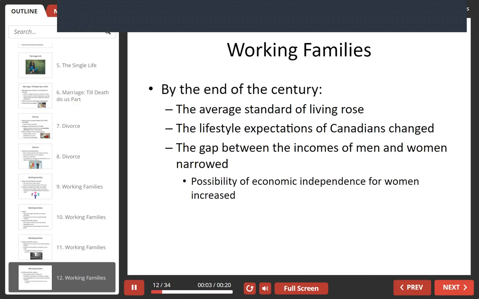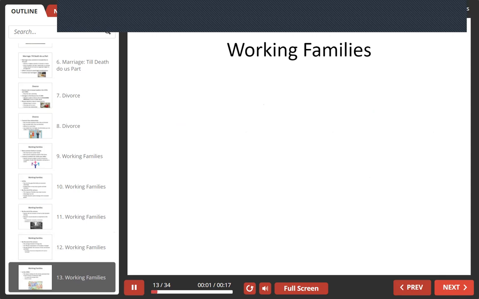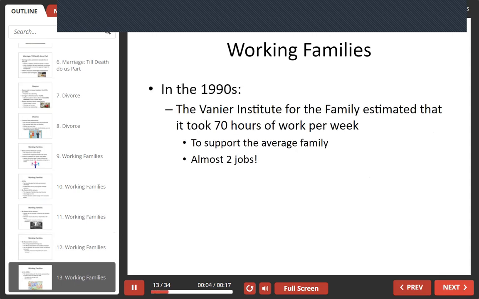So, again, by the end of the century, the average standard of living rose. The lifestyle expectations of Canadians changed completely, and the gap between the incomes of men and women narrowed. And this increased the possibility of economic independence for women. And in the 1990s, the Vanier Institute of the Family estimated that it took 70 hours of work per week to support the average family. This is almost working two jobs at the same time.